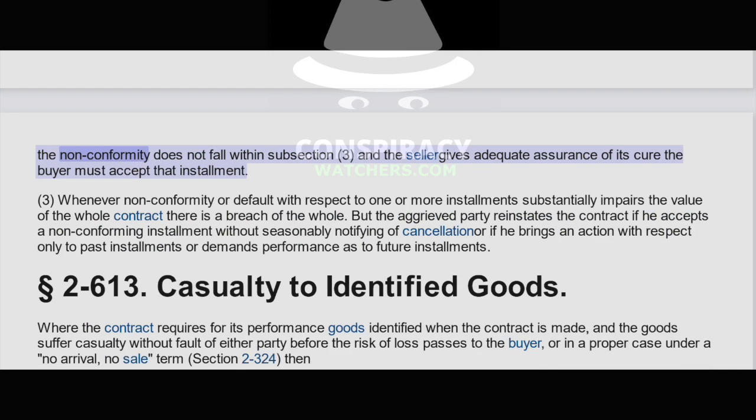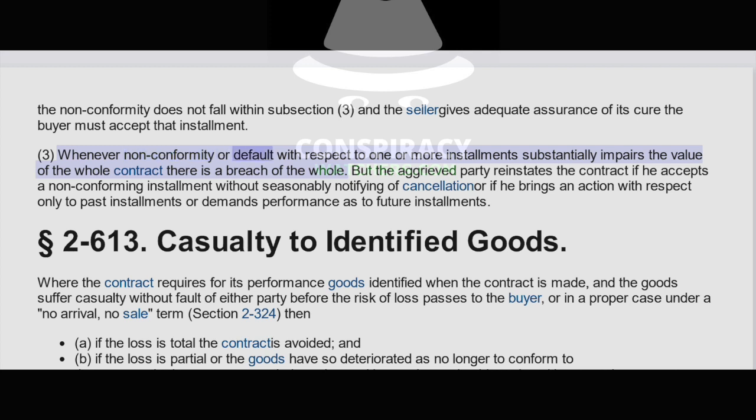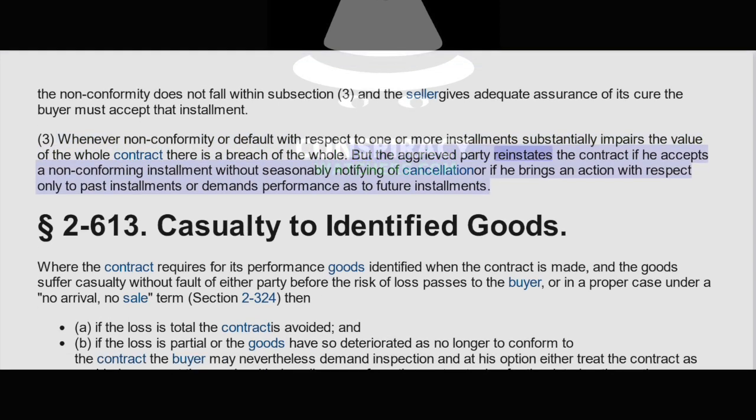But if the nonconformity does not fall within the previous subsection and the seller gives adequate assurance of its cure, the buyer must accept that installment. Whenever nonconformity or default with respect to one or more installments substantially impairs the value of the whole contract, there is a breach of the whole. But the aggrieved party reinstates the contract if he accepts a nonconforming installment without seasonably notifying of cancellation, or if he brings an action with respect only to past installments or demands performance as to future installments.